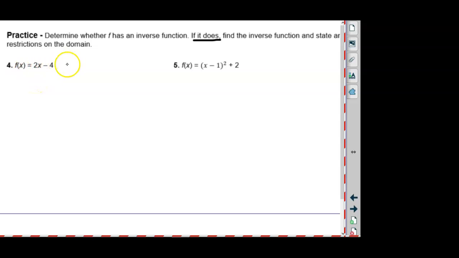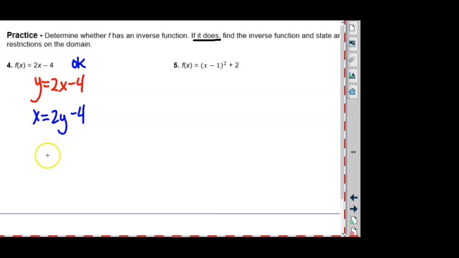If you graphed this, y equals 2x minus 4, would that pass the horizontal and vertical line test? Yeah, linear functions, yep, we're good, unless it was a horizontal line. So how do we go about finding the inverse then? This is okay to do because it has an inverse that is a function. Anybody? Yep, switch the x and the y.